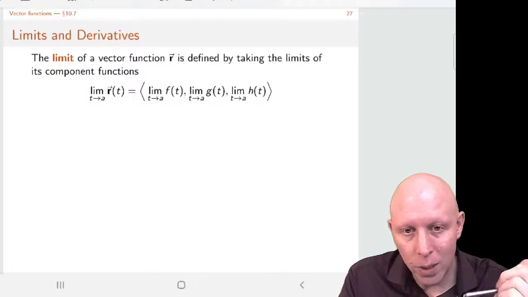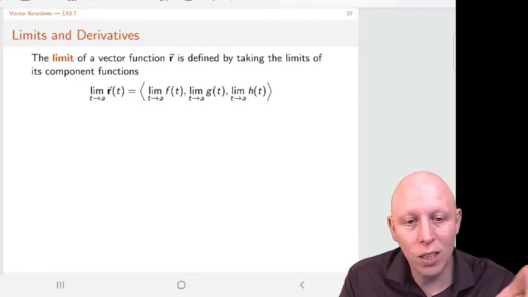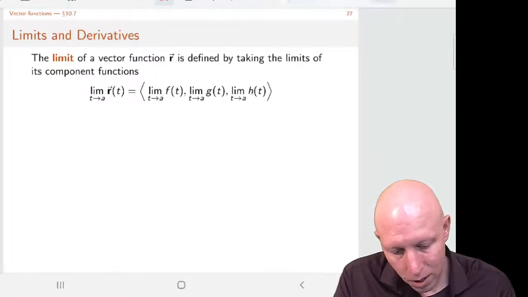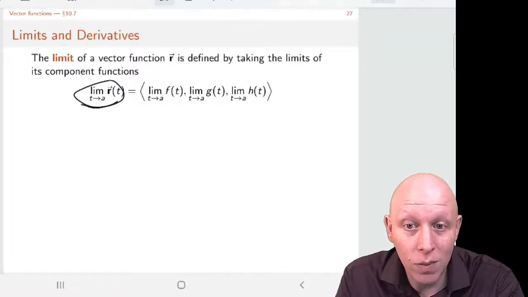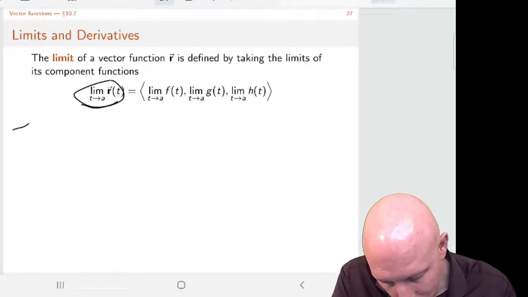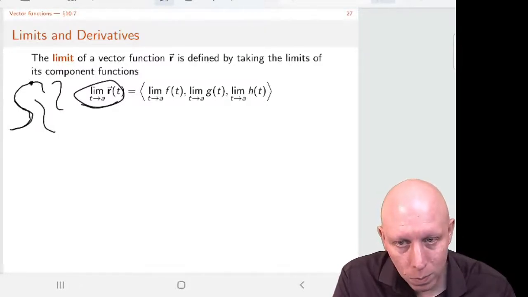A limit of a vector function comes from taking the limits of each of its component functions. So if we want to take the limit as t goes to some value of the vector function, we've got this vector function hanging around in outer space. Maybe it does a jump. Whoa! And so we go like this. We want to know, does the limit exist at some point?